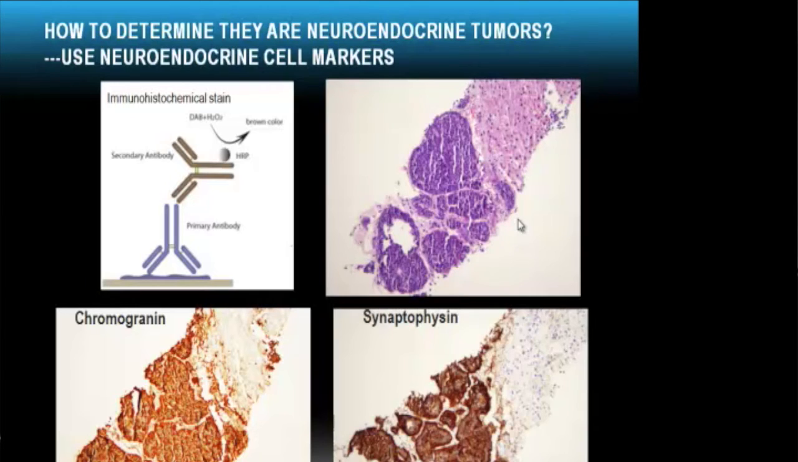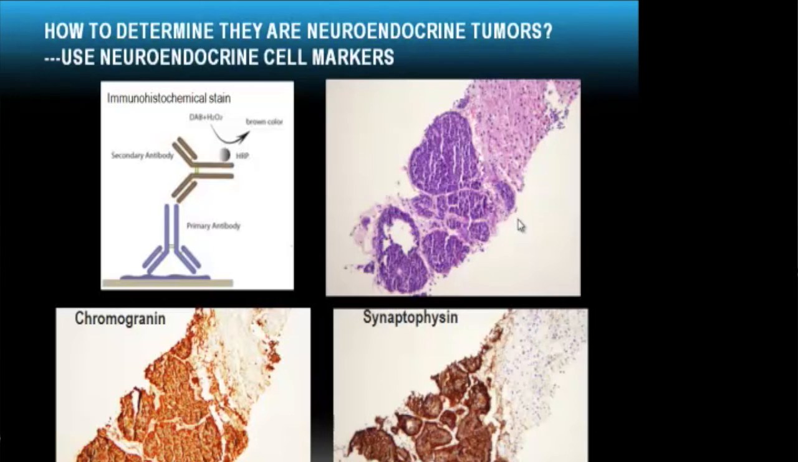So I have an example. This is a liver biopsy from a patient with a metastatic neuroendocrine tumor. Based on morphology, we are already fairly sure this is a neuroendocrine tumor, but sometimes we want to confirm it. So we did chromogranin and synaptophysin stains on it, because as I mentioned before, these two markers are the general markers for neuroendocrine tumors. The vast majority of neuroendocrine tumors have these two molecules. So we can use this information to confirm the diagnosis.